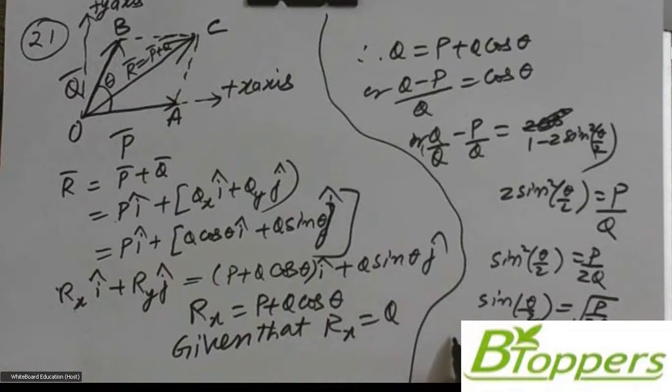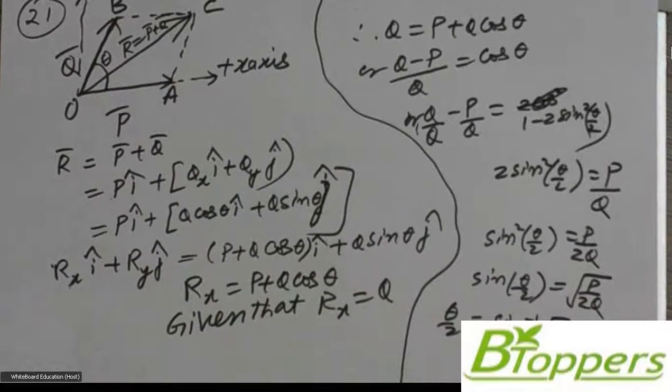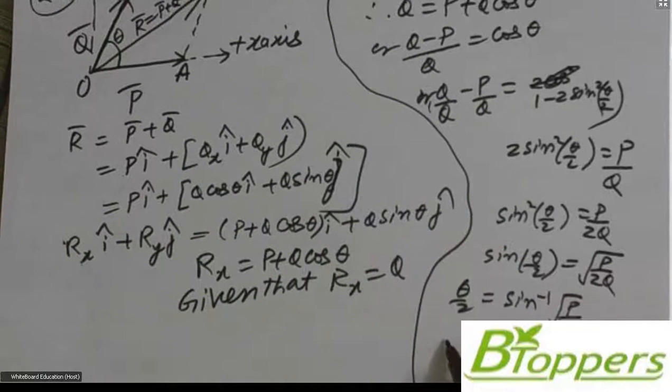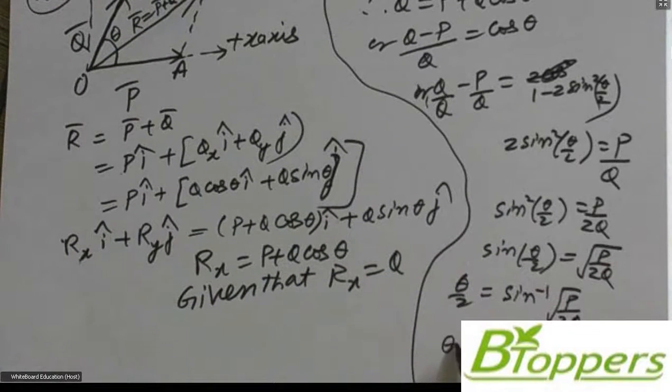So theta by 2 can be written as sin inverse of root of P by 2Q. So from that you get the given answer: theta equal to 2 sin inverse root of P by 2Q.